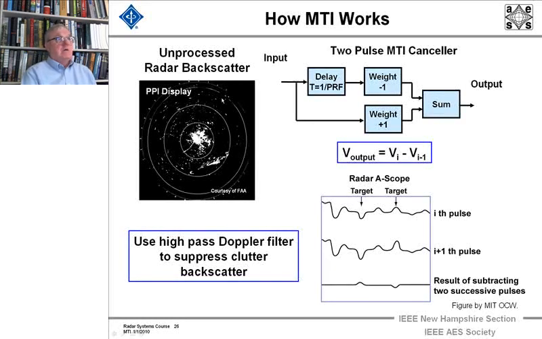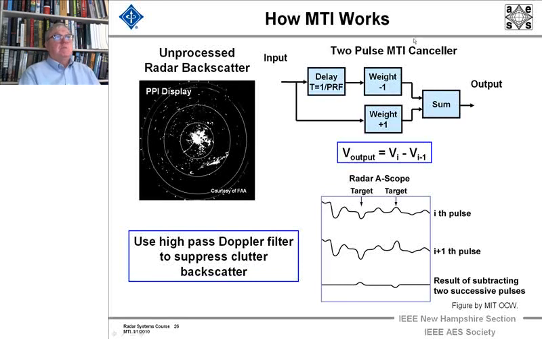And up in here are a few targets. If you looked from scan to scan, you see they move in a little pattern, which you'd recognize from scan to scan as that of a moving target. Well, we'd like to do something pulse to pulse to suppress the clutter. And we're going to use a high-pass Doppler filter.